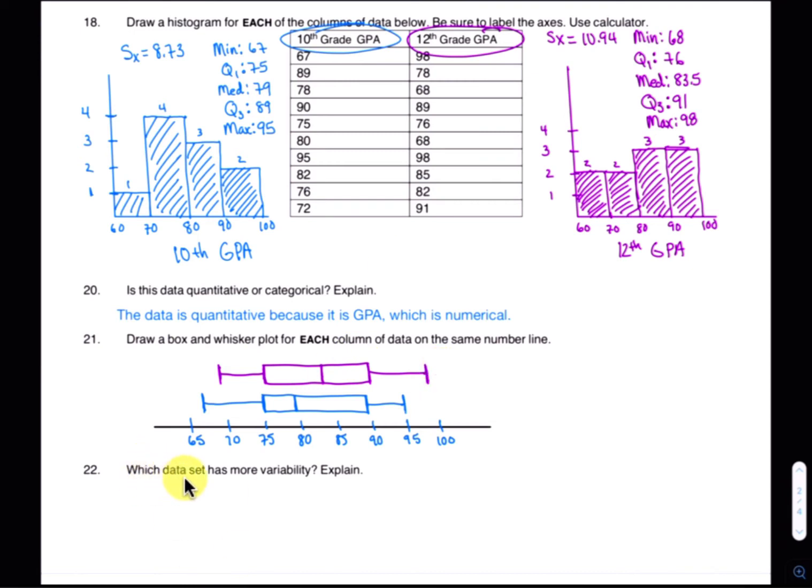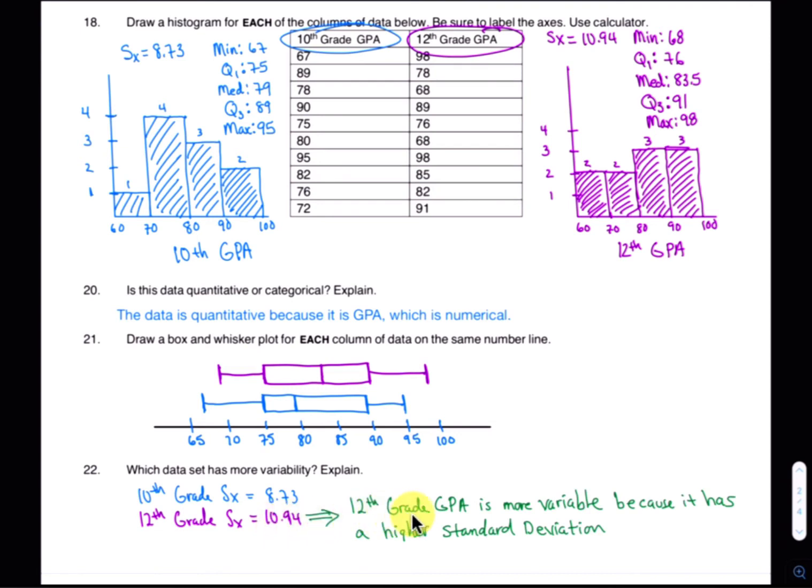And then number 22, which data set has more variability? Explain. Well, the variability is described by the standard deviation. So the 10th grade standard deviation was 8.73, and the 12th grade standard deviation was 10.94. So we just write those down here at the bottom. And because the 12th grade has a higher standard deviation, we can say the following. The 12th grade GPA is more variable because it has a higher standard deviation.